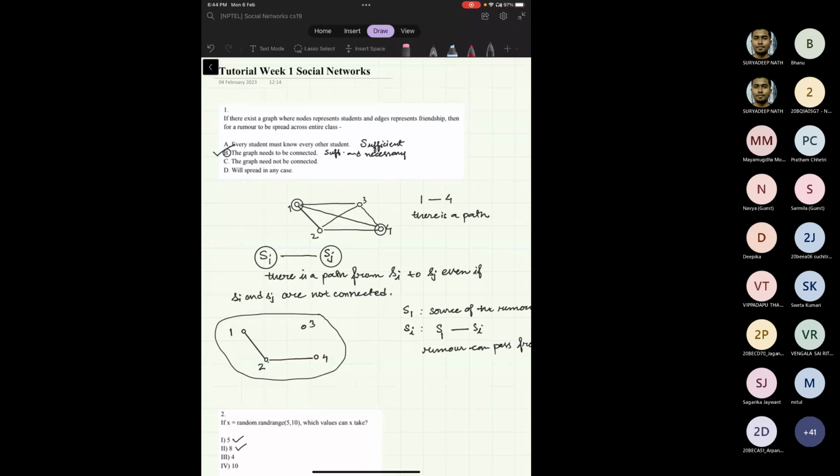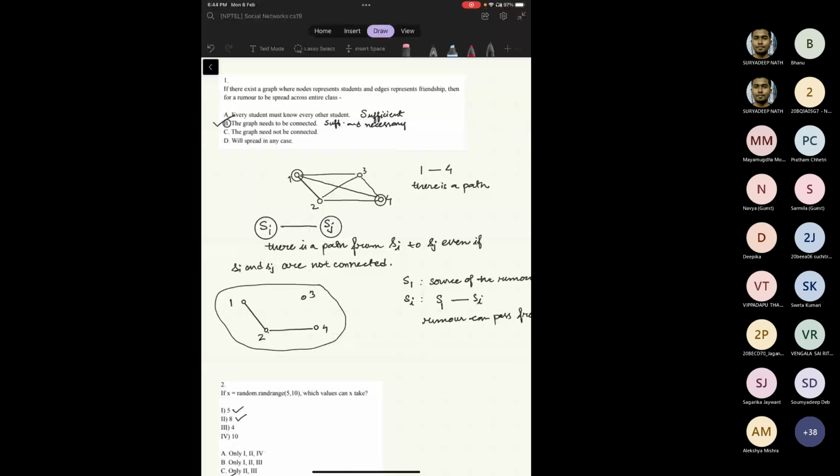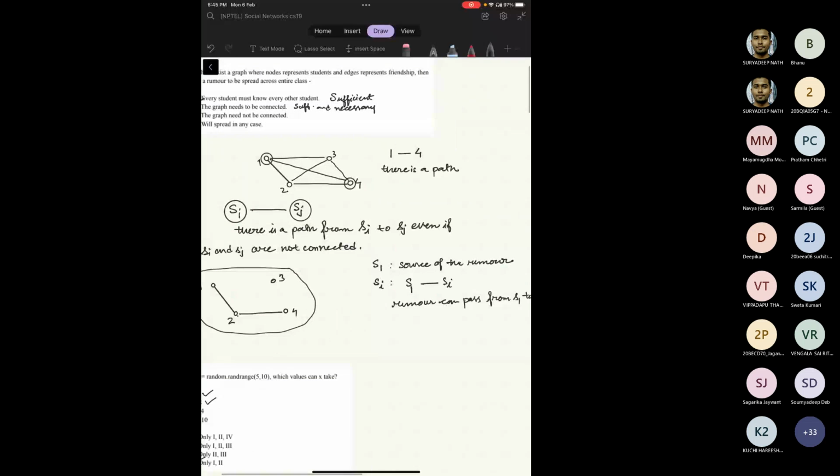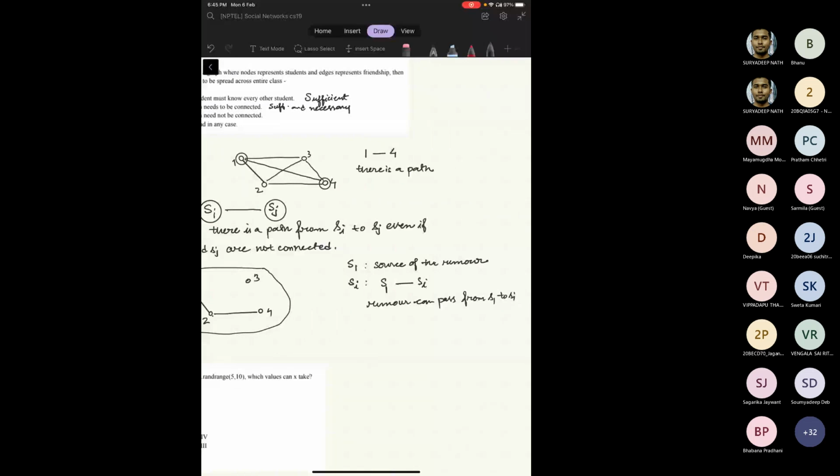If we consider option B, the graph needs to be connected, where every student need not be friends with everyone. Let's say Si and Sj be students. There is a path from Si to Sj even if they are not directly connected. They might have mutual friends. In that case also the rumor can pass, because if let's say S1 is the source of the rumor and Si is any other student from the class, there always exists a path from S1 to Si.